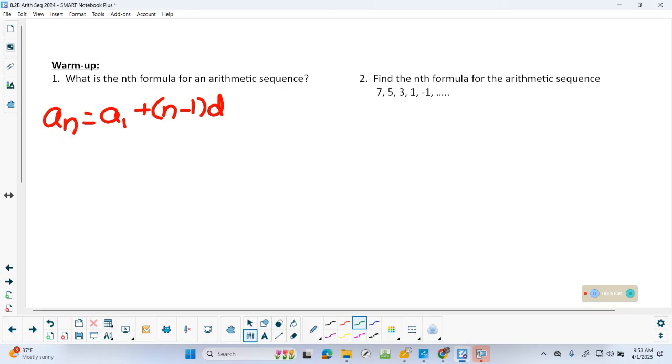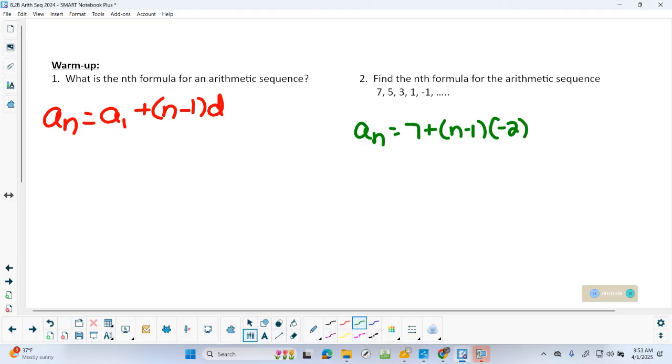So this is just a practice or review of what we did yesterday. Find the nth formula for the arithmetic sequence. So I'm going to use that formula again today. So first term is 7, n minus 1. Okay, you do a little bit of mental math there quick for me. What's happening between the terms of the sequence? What's your common difference? 2. Up or down? Down. So I'm going to put -2 for the difference.